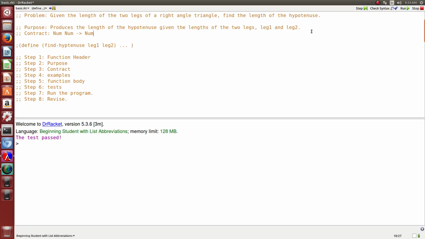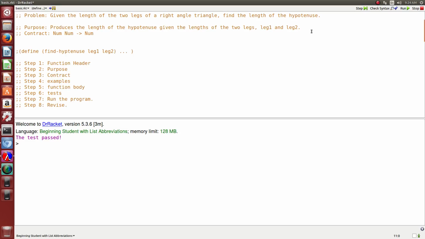Now we can also modify this contract. For instance, we don't really want to be dealing with negative numbers because, at least for our purposes, it doesn't make sense for a triangle to have negative length. So we can modify the contract by saying, let's say, num is greater than 0.